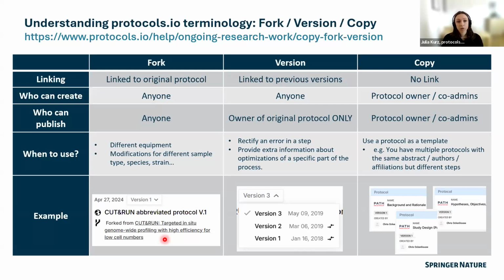The next is versioning of a protocol. This is where it's the same protocol for the same situation, but you as an author may want to update it over time as you improve that protocol. So versions, again, are always linked to previous versions. On protocols.io, you can see all the versions when they were created or published, and you can go back and view them.